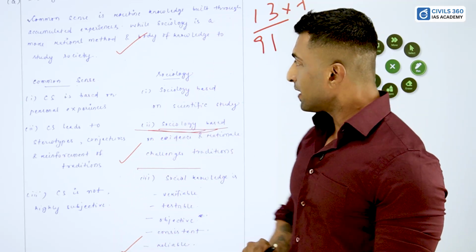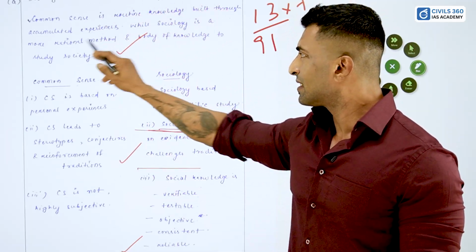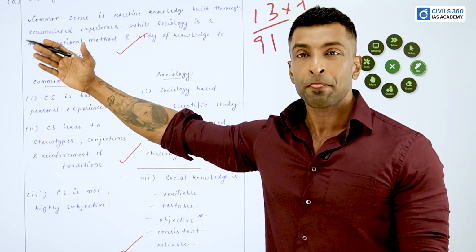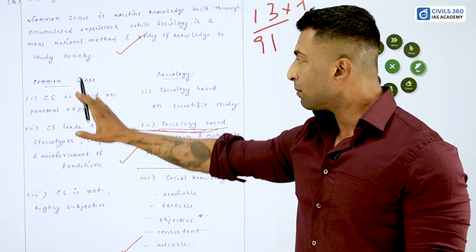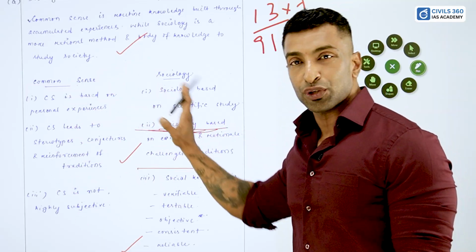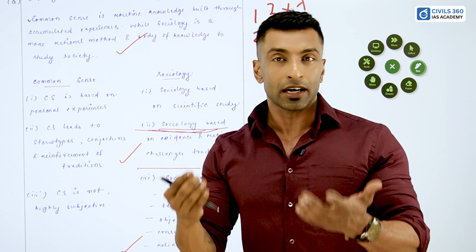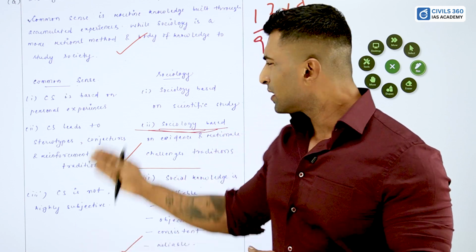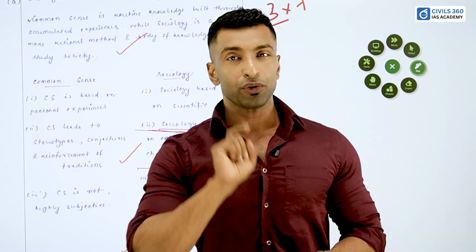Now, let's look at this answer. The question is: distinguish between sociological knowledge, sociology, and common sense. You'll start with a definition: what is common sense, what is sociology? That looks perfect. Then you will talk about the differences: common sense is this, sociology is this. Then you will make a comparison, and then you will conclude. A balanced conclusion is required. This answer normally will fetch you 6.5 to 7 marks if you write it properly like this.